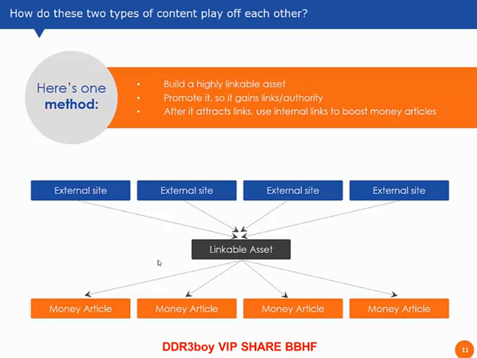So for example, you can look at this diagram. The linkable asset is there in the middle. You have all of these external sites pointing links to that asset. And then from that linkable asset, you use internal links to boost all of your money articles. So basically, it's a way to attract link juice that you couldn't attract with your pure money articles to a highly linkable asset, and then spreading that SEO juice around your site.